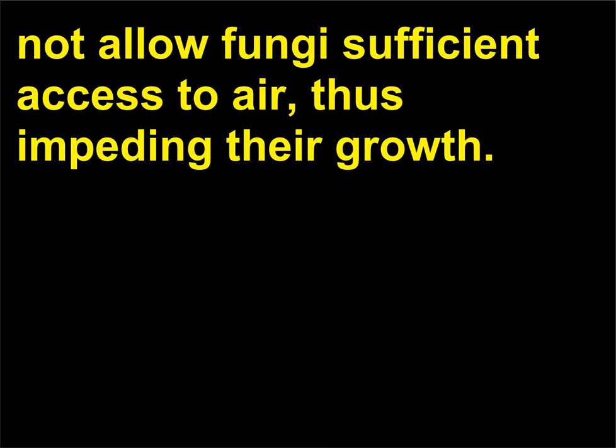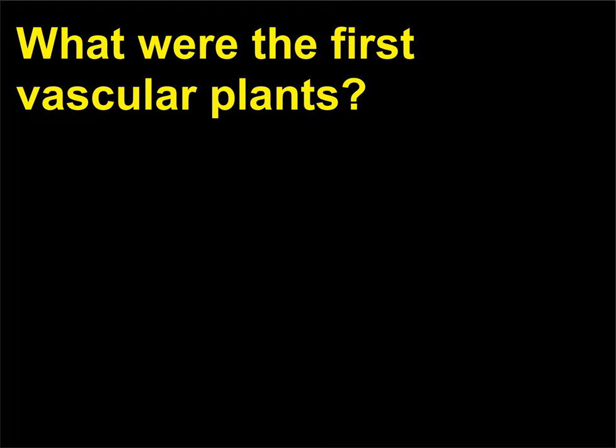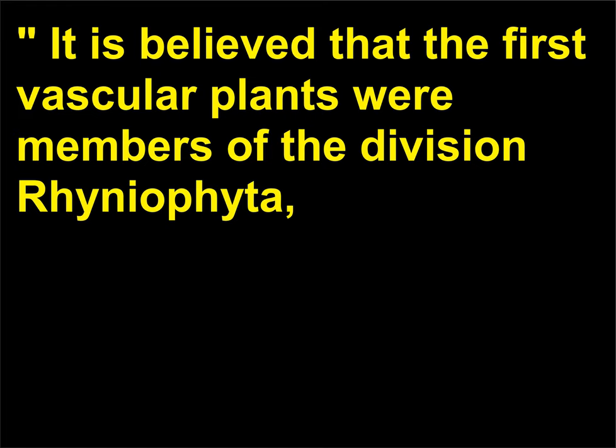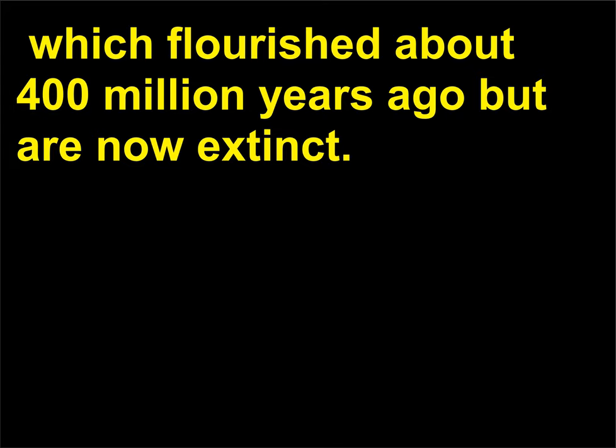What were the first vascular plants? The word vascular comes from the Latin word vasculum, meaning vessel or duct. It is believed that the first vascular plants were members of the division Rhyniophyta, which flourished about 400 million years ago but are now extinct.